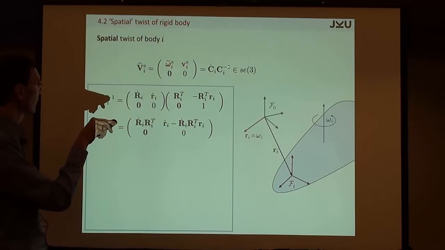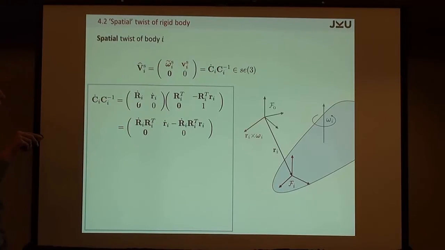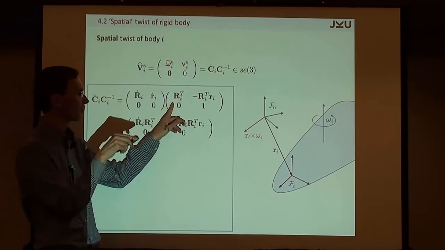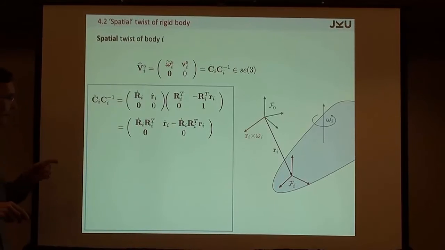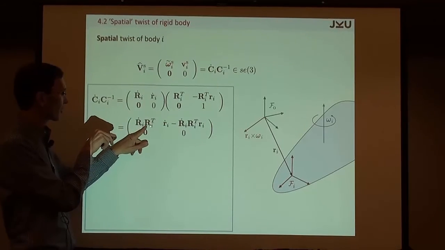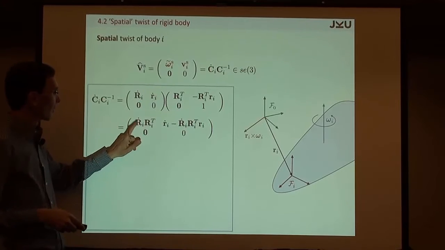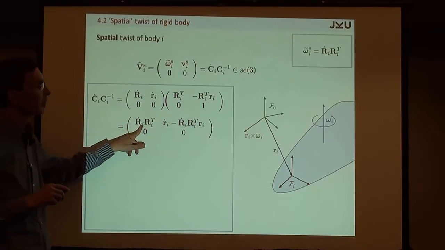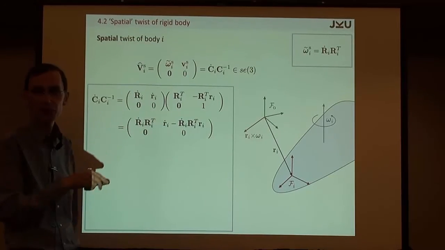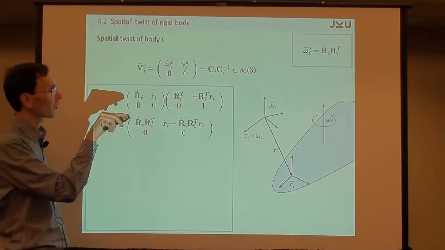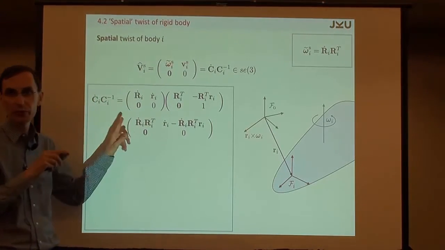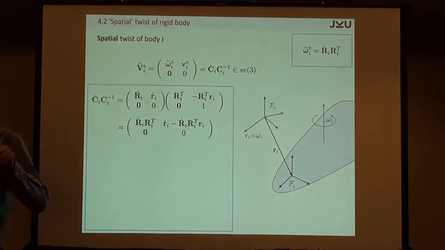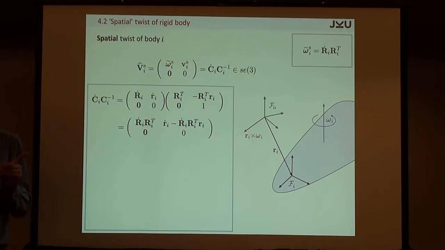Well, let's multiply this out and see what we get. We have C dot, and then we have the inverse. I was saying that the inverse looks like this, that was somewhere at the beginning. So multiply it out. What you get is R dot times R transpose. And what is this? Well, you maybe have seen it. This is the definition of the angular velocity. So this rotation matrix, omega tilde, is exactly R dot times R transpose. Does it make sense? Does anyone know what I'm talking about? Angular velocity, rotation matrix. Good.